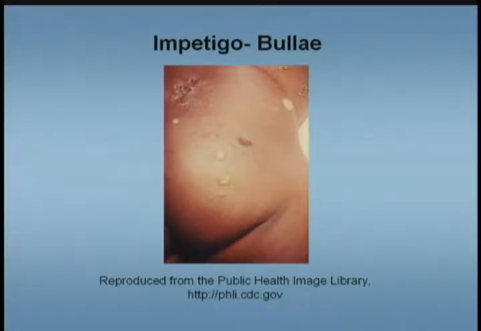Bullous impetigo is staph aureus making bullous disease. What's the difference between a vesicle and a bulla? The difference is size. When it's small, it's a vesicle. When it's big, it's a bulla. Big, a bulla. Small, vesicle.